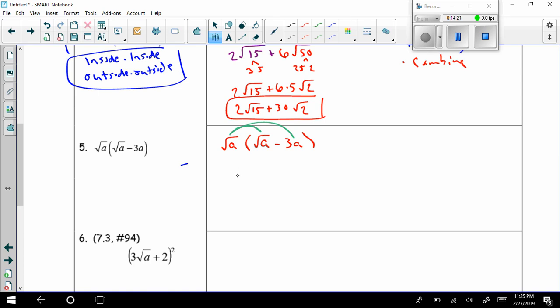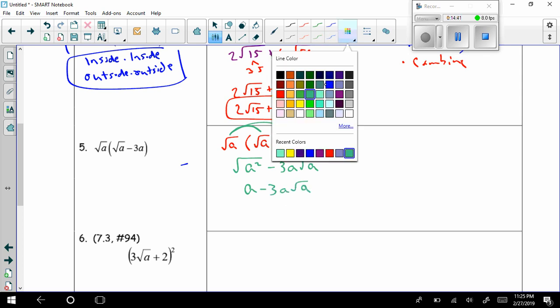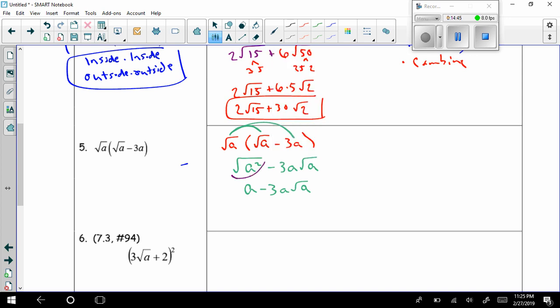So you have the square root of a squared, because you're going to multiply inside times inside, minus 3a root a. Those don't combine in any other way. They're not the same. But this becomes a minus 3a root a. And that should always happen. This right here should always happen.